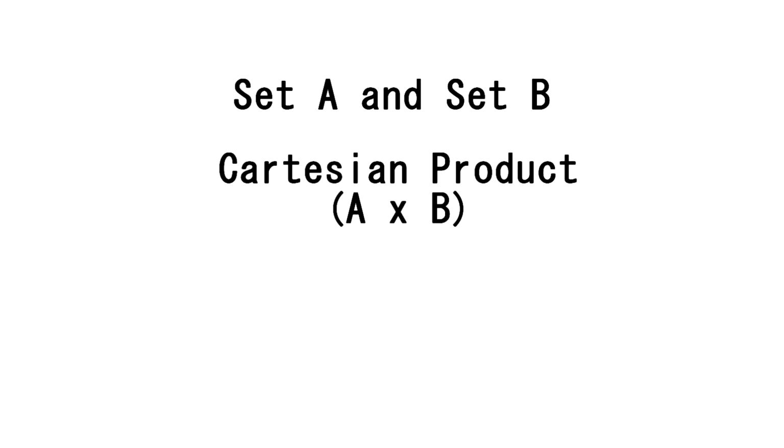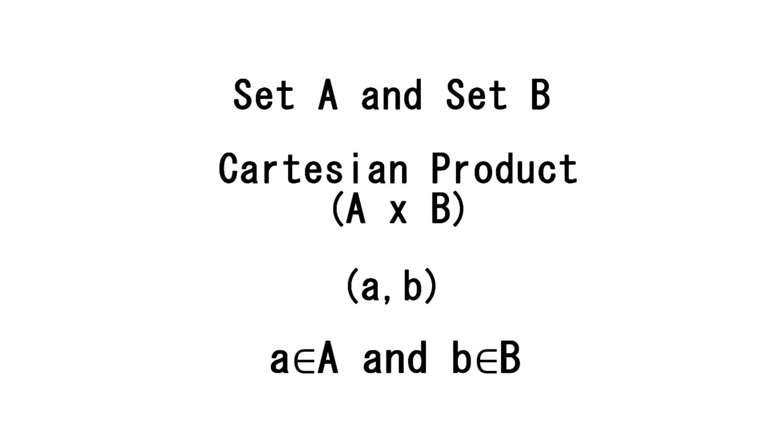Let A and B be sets. The Cartesian product of A and B, or A times B, is the set of all ordered pairs (a, b), where lowercase a is an element of the set A and lowercase b is an element of set B. Let's have a few examples.